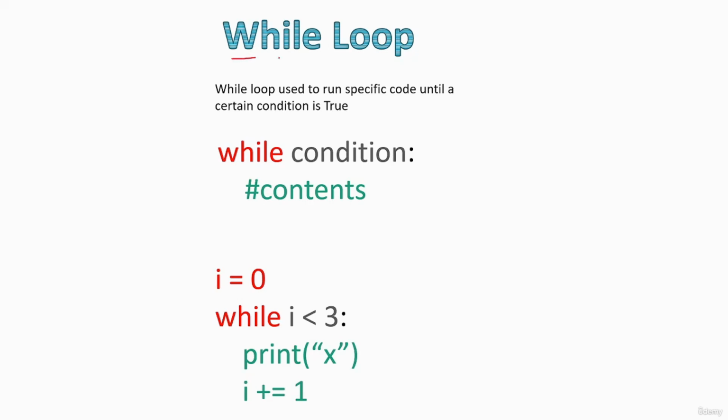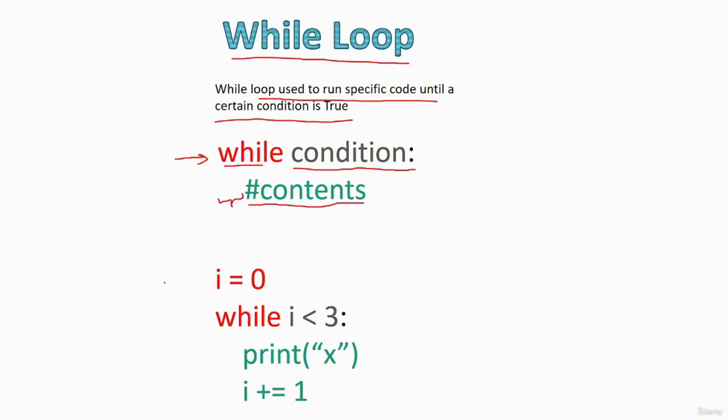Now let us talk about while loops. We use while loops to run a specific code until a certain condition is true. Here is the syntax of the while loop. We use the while keyword, then the condition and a colon, then we keep a space of one tab, then we write the code we want to run.